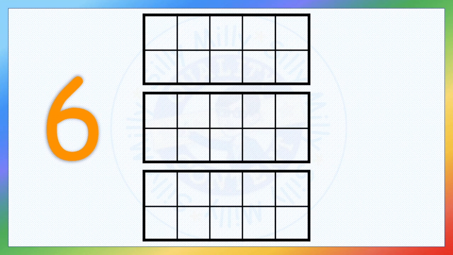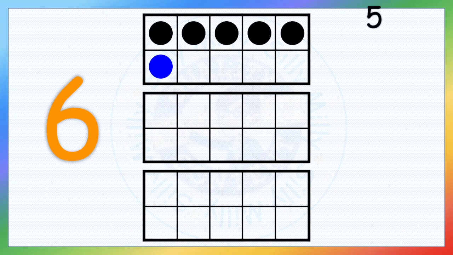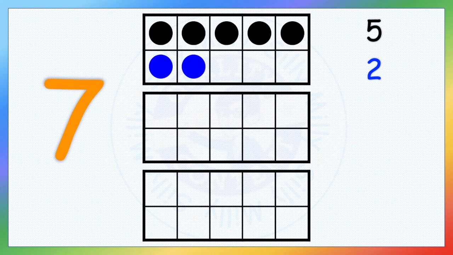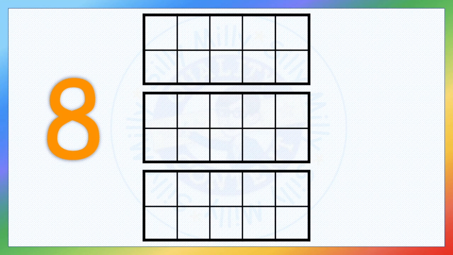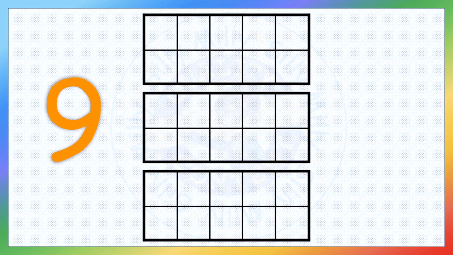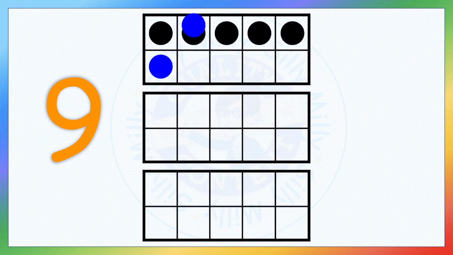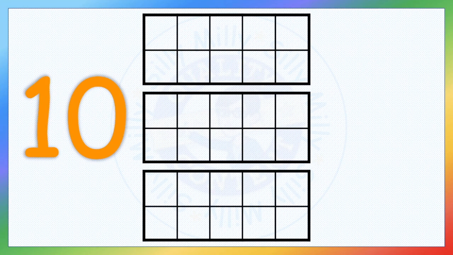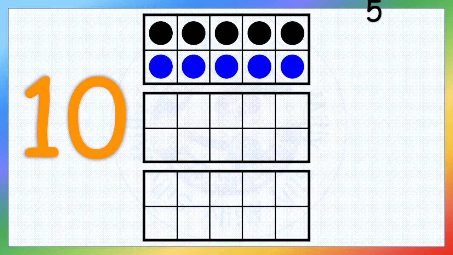6. 1, 2, 3, 4, 5, 6. 5 and 1. 7. 1, 2, 3, 4, 5, 6, 7. 5 and 2. 8. 1, 2, 3, 4, 5, 6, 7, 8. 5 and 3. 9. 1 to 9. 5 and 4. 10. 1 to 10, 5 and 5. So the bottom line is full.